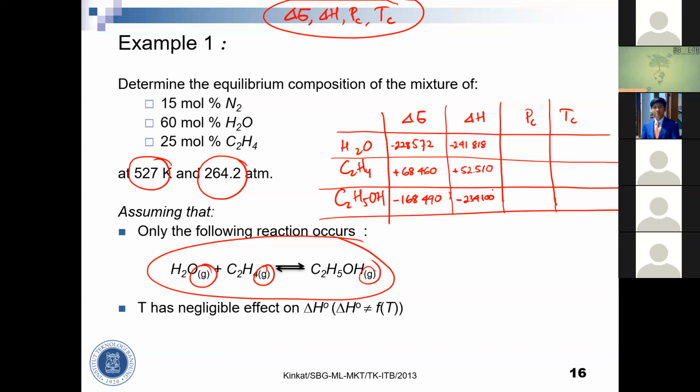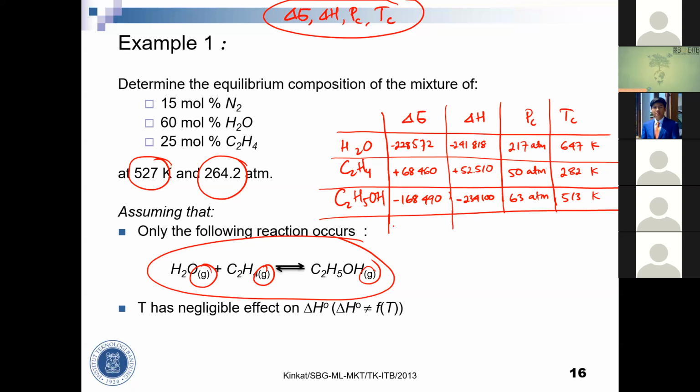For water, the critical pressure is 217 atm, and the critical temperature is 647 Kelvin. For ethylene, it's 50 atm and 282 Kelvin. For ethanol, it's 63 atm and 513 Kelvin.